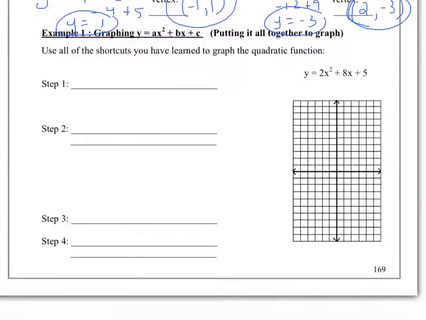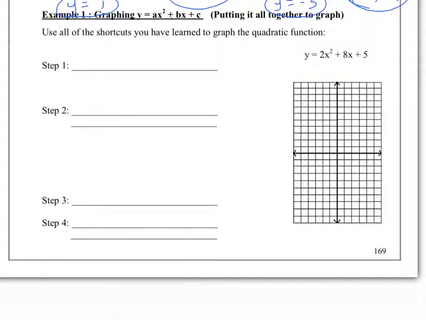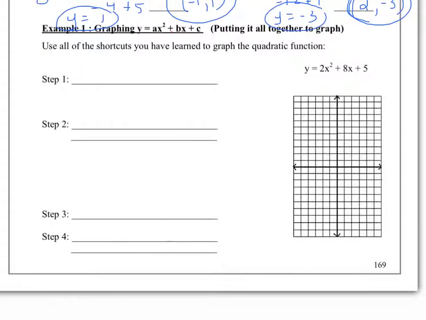Okay, so now we're going to try and put together everything that we've learned. We want to use all the different shortcuts that we've talked about. The first step that you always want to do is find the axis of symmetry. So I'm going to write that in here. Find the axis of symmetry. We can use the formula for that, which is negative b over 2a.